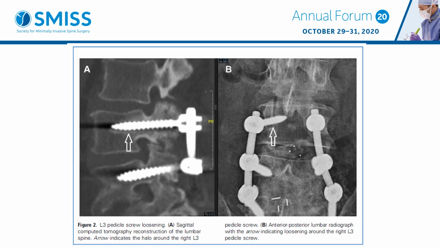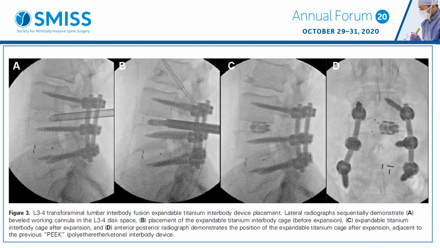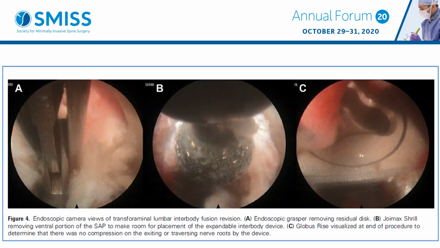The patient has a complicated cardiac history and is not a candidate for general anesthesia. So in this case, we can see I've performed an endoscopic T-lift procedure. I've done an endoscopic discectomy parallel to the existing T-lift cage. You can see the expandable paddle shaver, and I placed a titanium cage and expanded this.